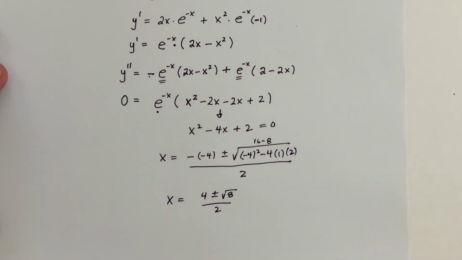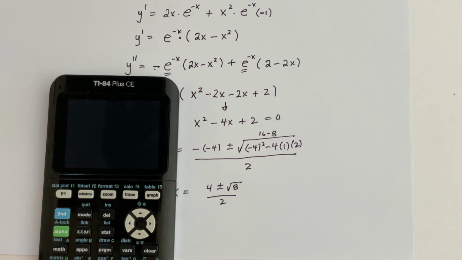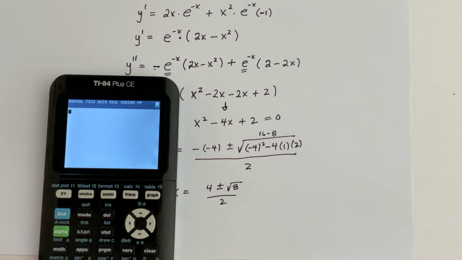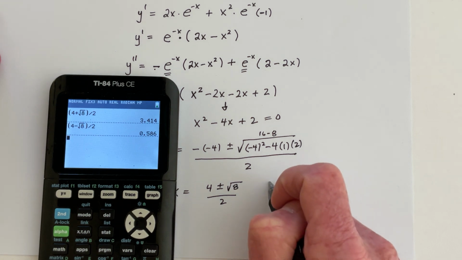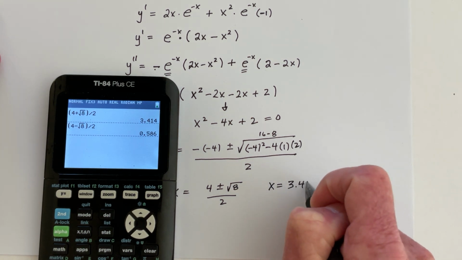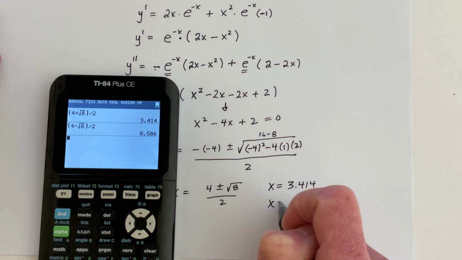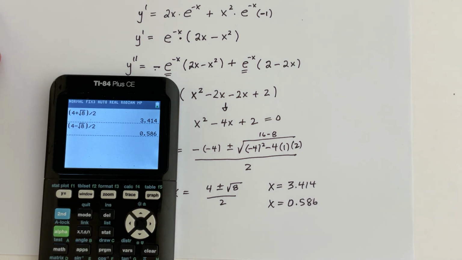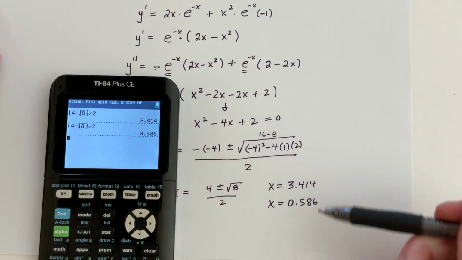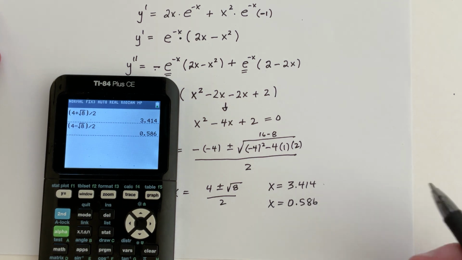And I would prefer to get the decimal answers. So using a calculator, we've got 4 plus the square root of 8, and then that whole thing is divided by 2. Oh my gosh, that almost looks like pi. And then do the same thing with subtracting. So we get x equals 3.414, and then x equals 0.586. Oh, the directions said find one value, so as you could see, I'm an overachiever. I got twice as many.